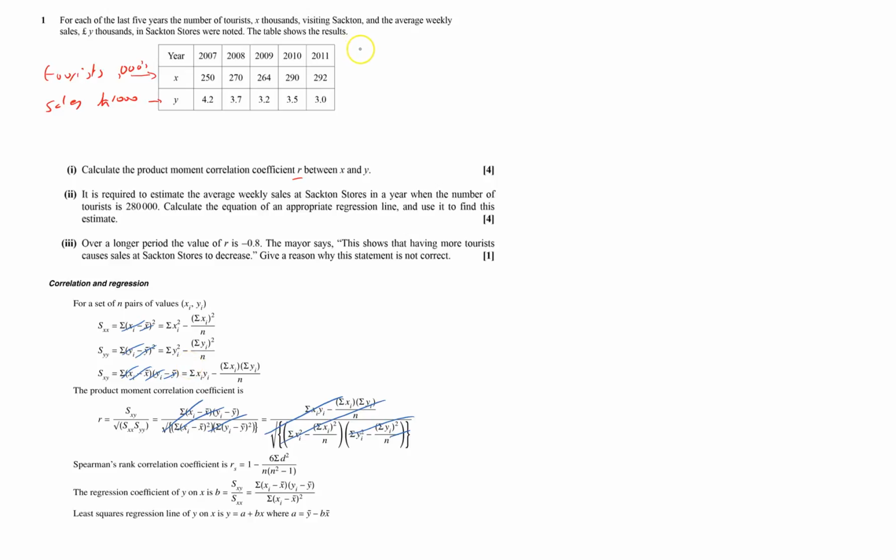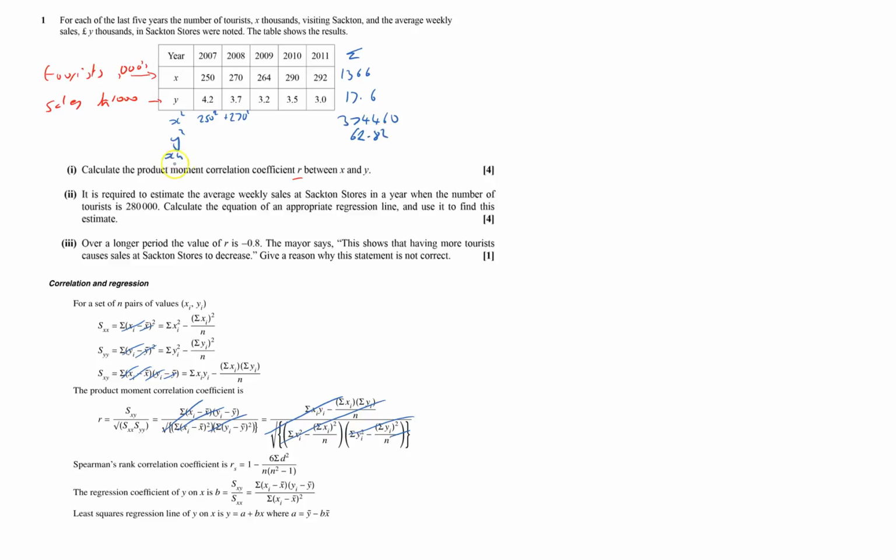First off, I'm going to put the sum, add all those x's up. It gives me 1,366. Add all the y's up, 17.6. And what else do I need? I need the sum of the x squareds. So that'll be 250 squared plus 270 squared, and adding all those up gives me 374,460. The y squareds, again, that's going to be 4.2 squared, etc. That's going to give me 62.82.